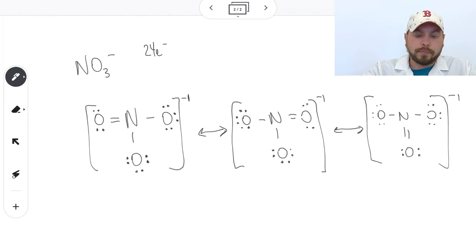Okay, so each of these three structures in the end is correct, but none of them will be correct in terms of them alone, because really it's an average across all three. So if we look at all three and just look at the formal charges, I'm going to put the formal charges for each atom on top. So I want you to calculate the formal charges for each atom, each oxygen atom, and the nitrogen atom in each of the three compounds. Go ahead and do that now.